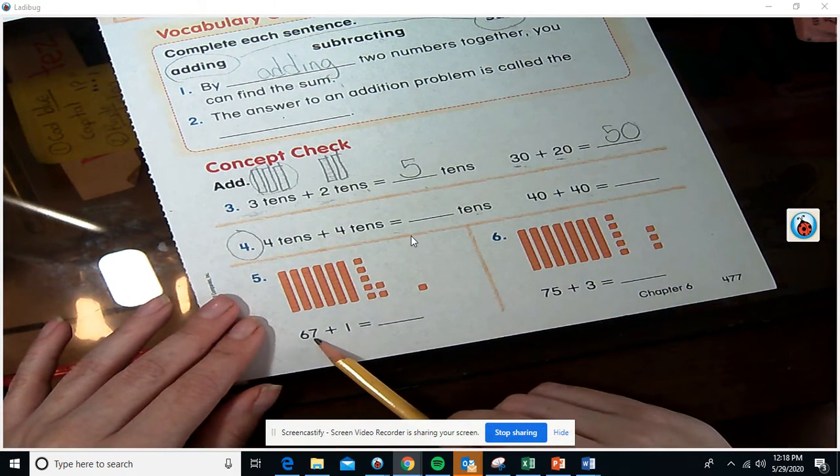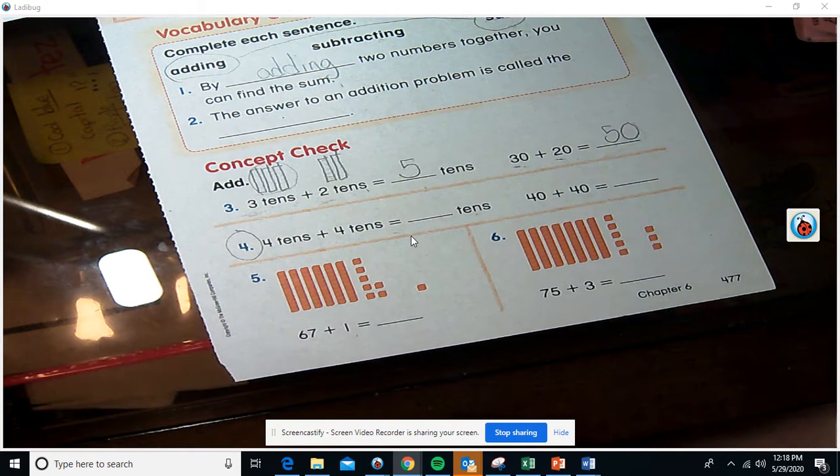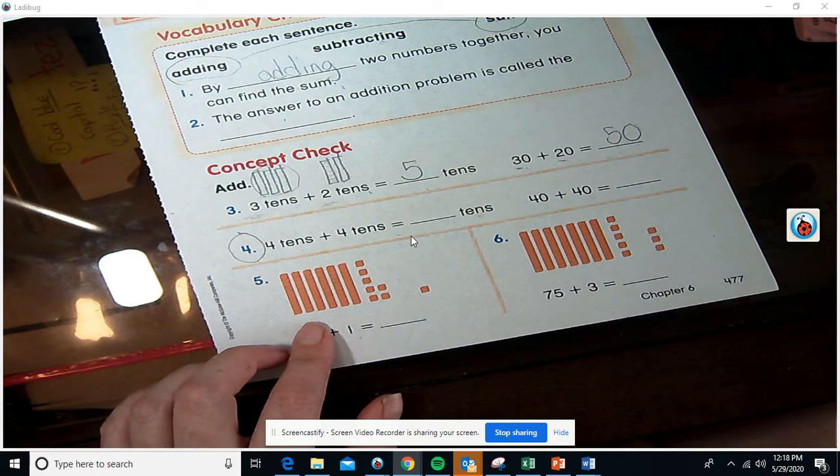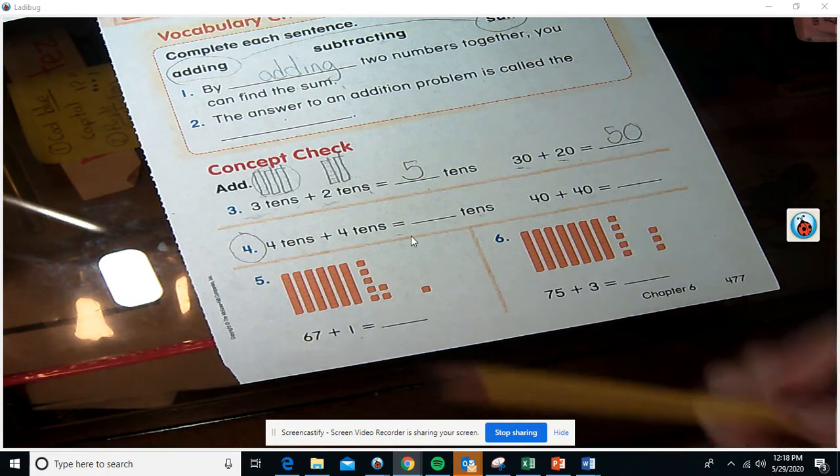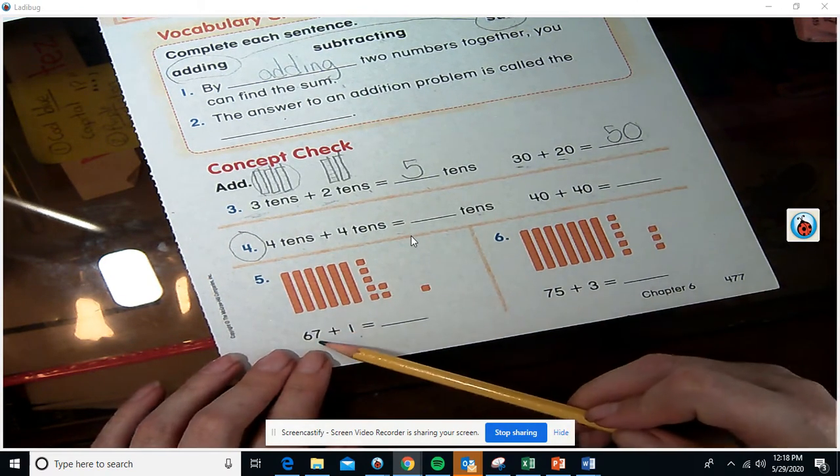Number 5 says 67 plus 1. Now, boys and girls, I know how to do that in my head. I know that 67 plus 1 more. I know what that equals because I know how to count. But that's not the point of what we're doing here. Here we want to try to regroup or look at our counters, right? So first I need to make sure that I'm representing the number 67.